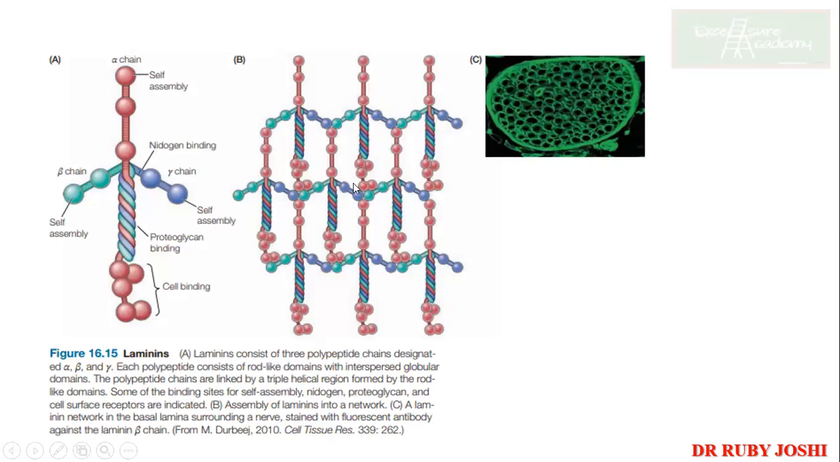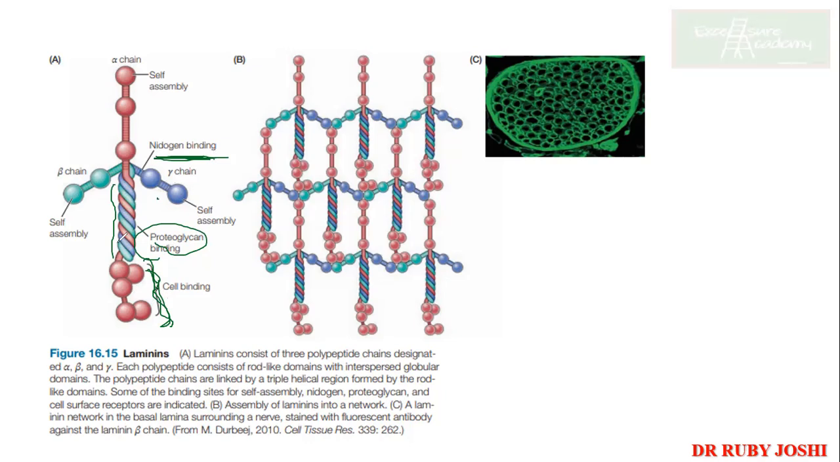Now this is your laminin. If you see, it looks like a T shape as they mentioned. It has got your alpha chain, this pink color thing is the alpha chain. Then you have got the beta chain and gamma chain. As you can see, beta and gamma chains are coiled. Here, this portion is your cell binding, where it is going to bind to the cell. This portion is proteoglycan binding. Now, gamma has got the nidogen binding.